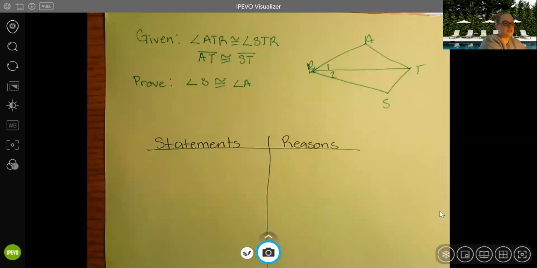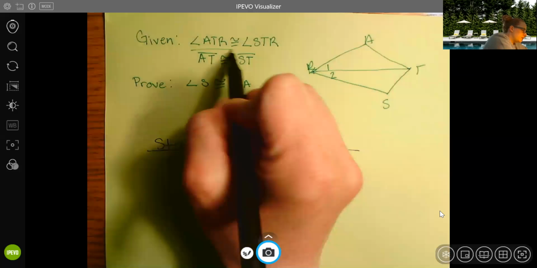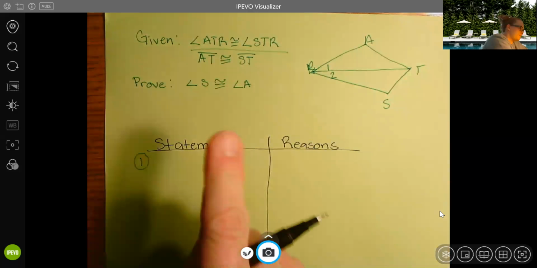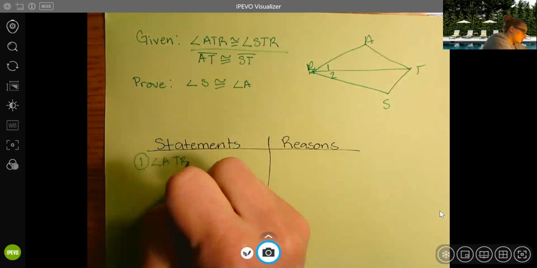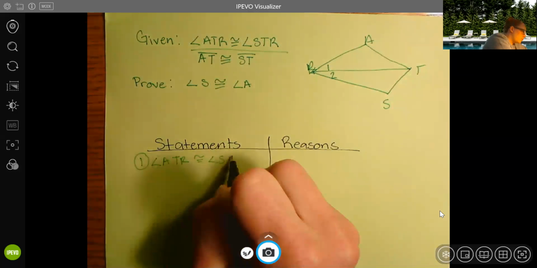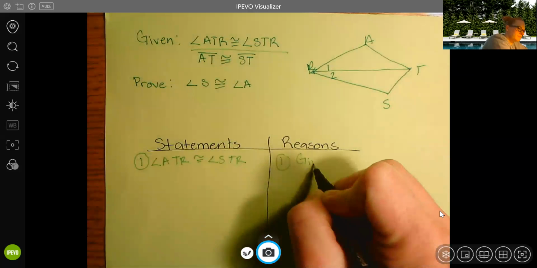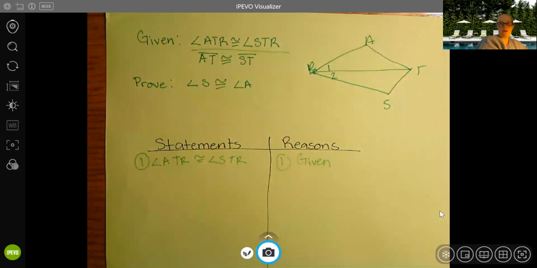All right, so make your T-chart, and then it's just like we just did on the last 2 problems. I'm going to write my givens down. I'm just going to number them though so that I can keep them in line. Our first reason is given. Okay, I can mark that too.